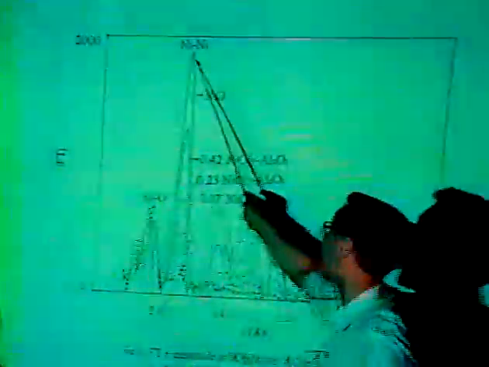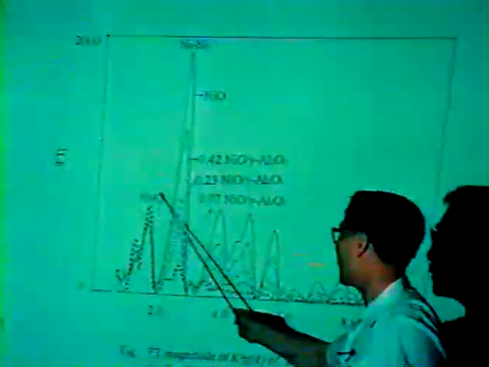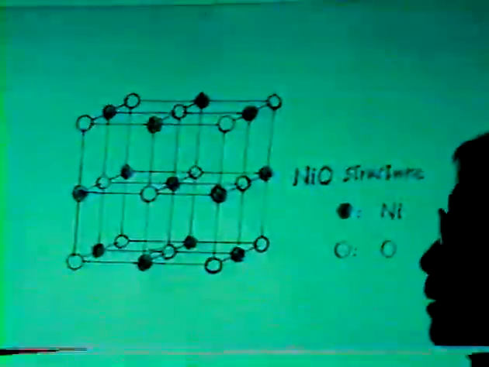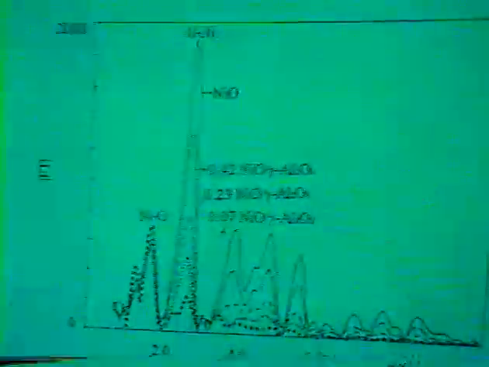This is the Fourier transform of the EXAFS of the nickel K-edge for the nickel oxide on gamma alumina system. We can find that for pure nickel oxide, there is a very high peak of the nickel-nickel bond and a lower peak of the nickel-oxygen bond. The nickel-nickel peak is much higher than nickel-oxygen because nickel oxide has a sodium chloride-like structure. The nickel in the center has 6 oxygen neighbors, but 12 nickel neighbors.